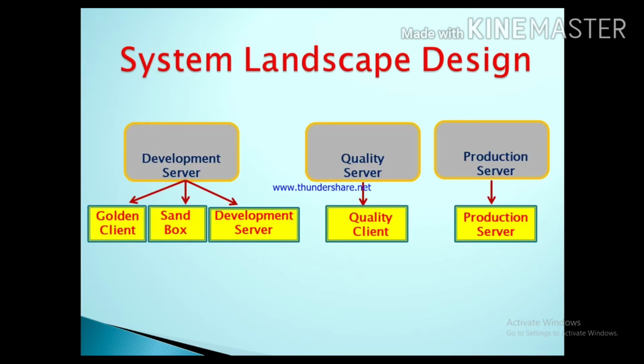So the first question in your mind is, what is system landscape design? In short, you can say it is the arrangement of all the servers. There are mainly three servers in SAP: development server, quality server, and production server.